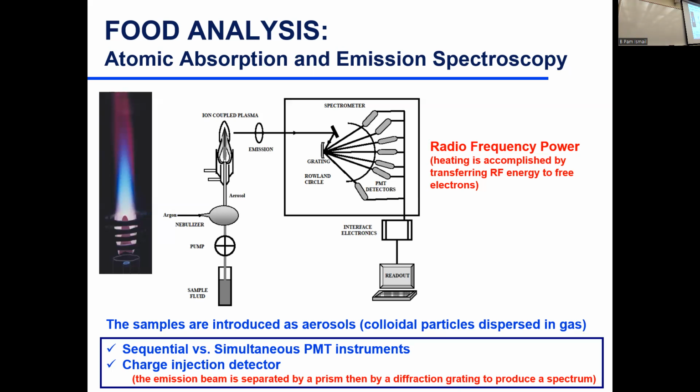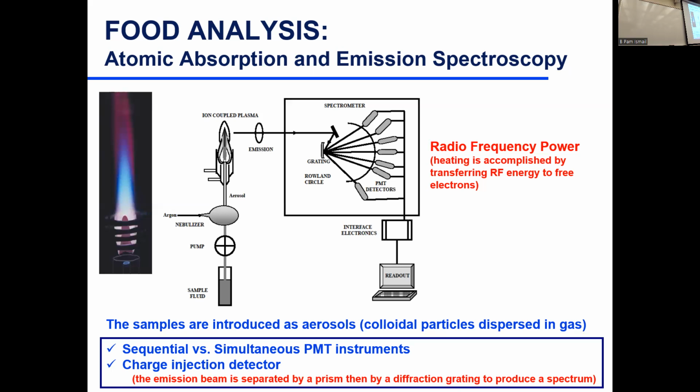And in ICP, the newer, more expensive ICP, you have multiple PMTs, multiple photomultiplier tube detectors. So you can measure multiple elements at the same time. That is the unique thing about ICP, especially the more advanced units, is that you don't have to change lamps, you don't have to do one element at a time. You can simultaneously get an emission for different elements.